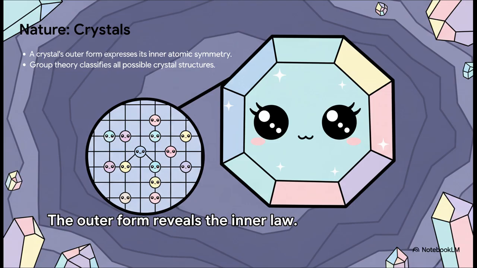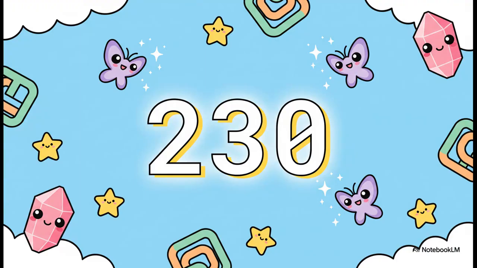It is the large-scale, macroscopic expression of the symmetry group that's governing its underlying atomic lattice. The outer form literally reveals the inner law. And again, just like with the wallpaper, the possibilities aren't infinite, not even close. Group theory proves that there are only 230 possible ways for atoms to arrange themselves into a perfectly repeating crystal. That's a fundamental constraint of the universe, figured out with pure math. It puts a serious limit on the chaos of infinite possibility.